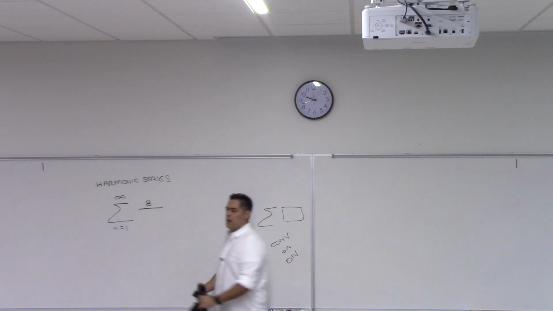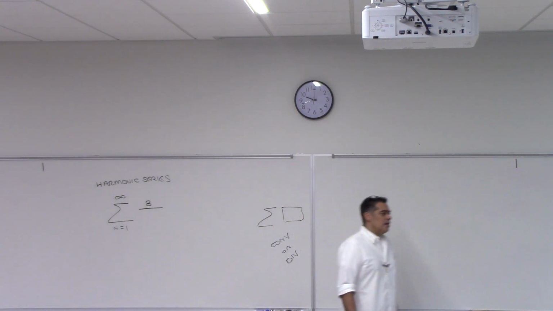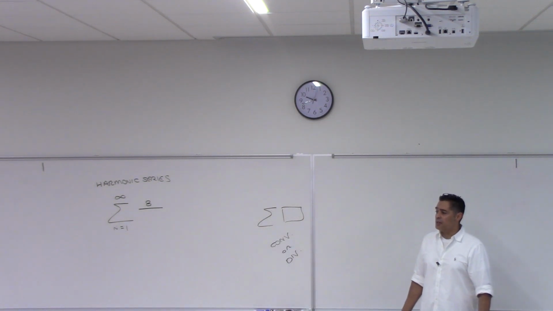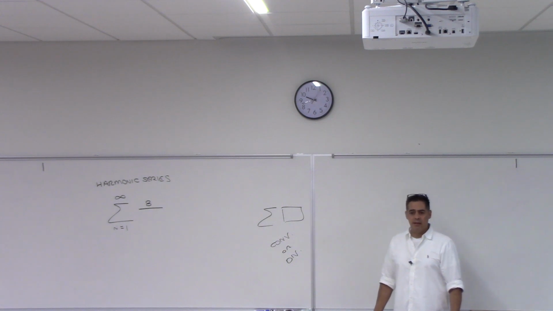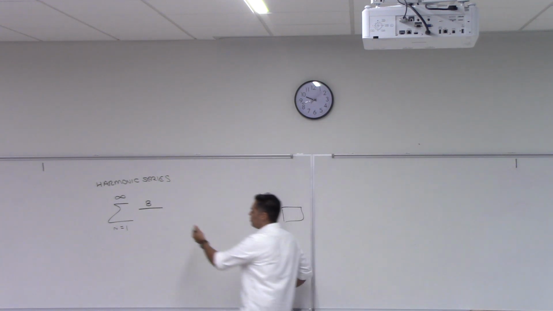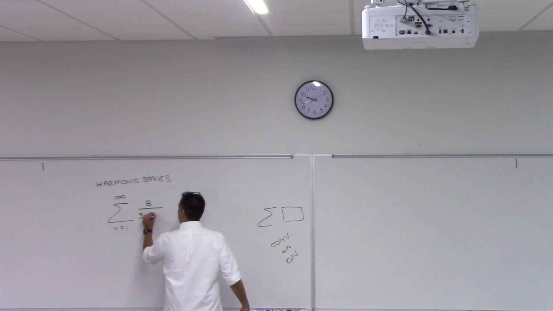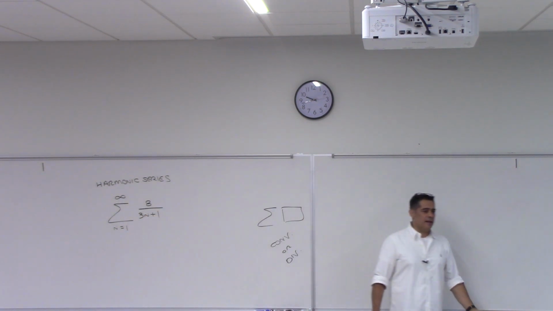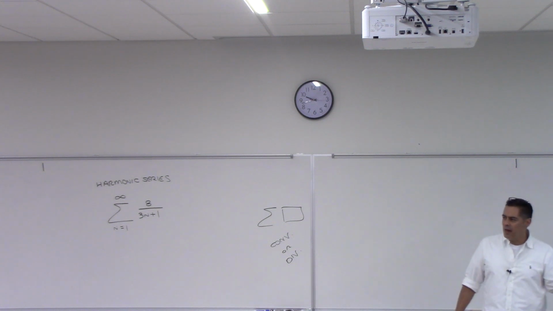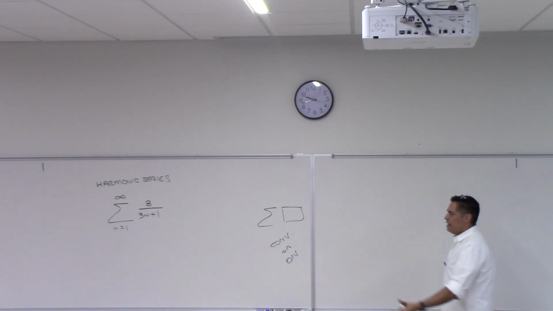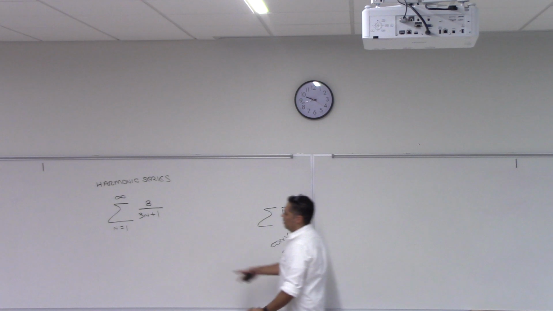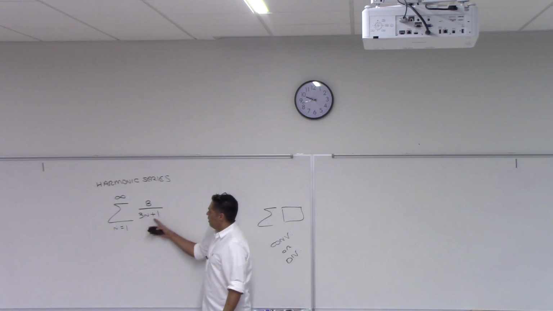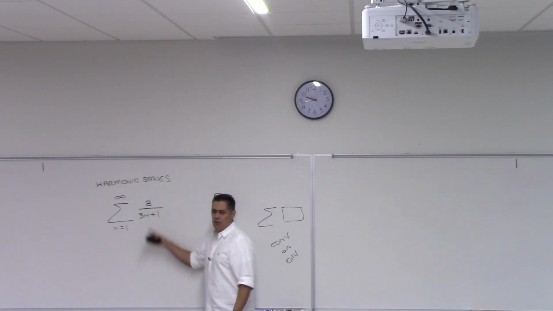Over, on the bottom, as long as what's on the bottom is some linear expression in the variable n, then it's harmonic. So I'm going to just write a linear expression here, 3n plus 1. Do you all agree 3n plus 1 is linear? It's not quadratic, doesn't have a square root or something like that, no trig functions. That's just a linear expression in n. Anytime you see this, it's called harmonic.